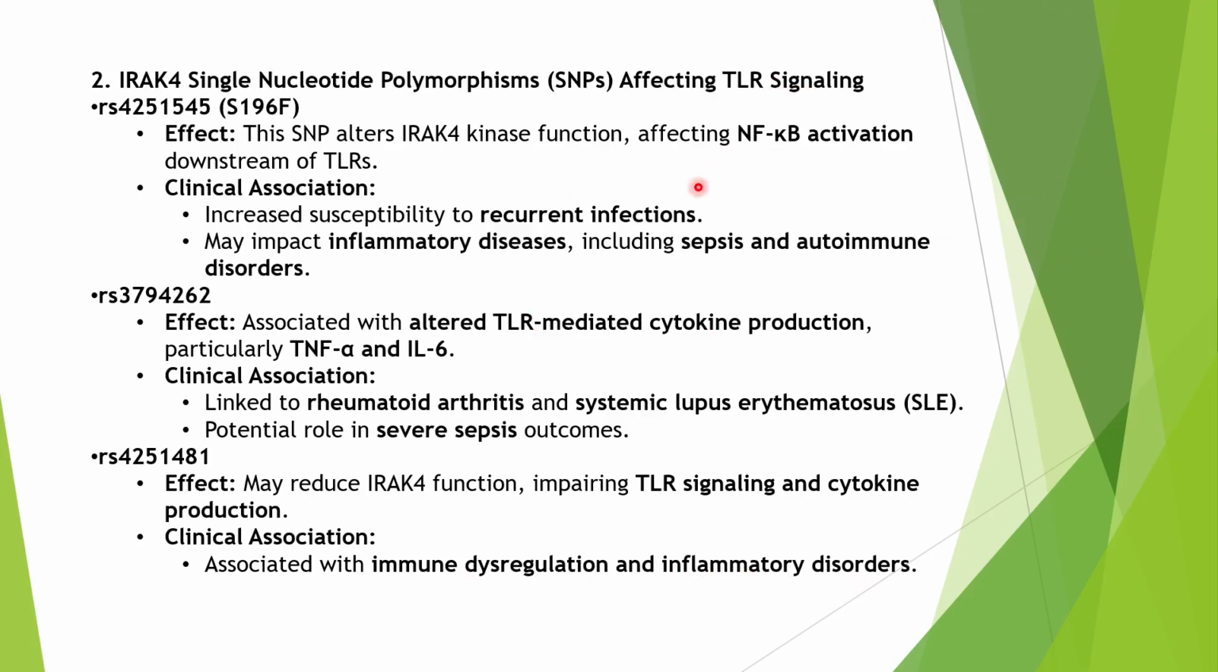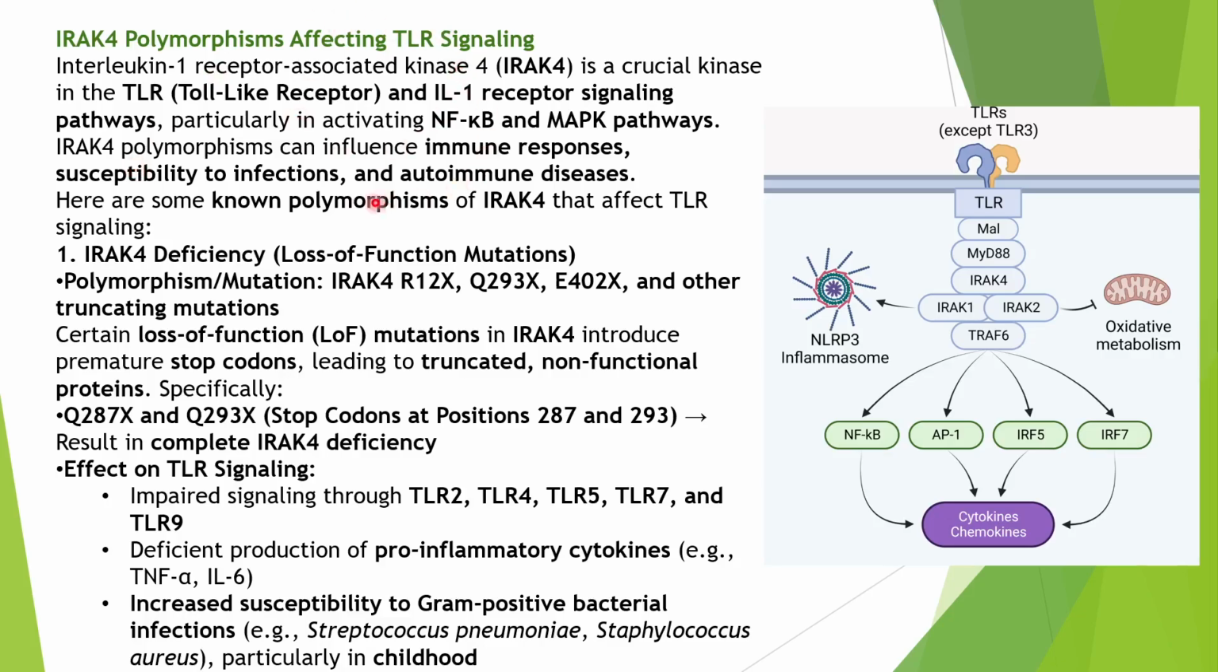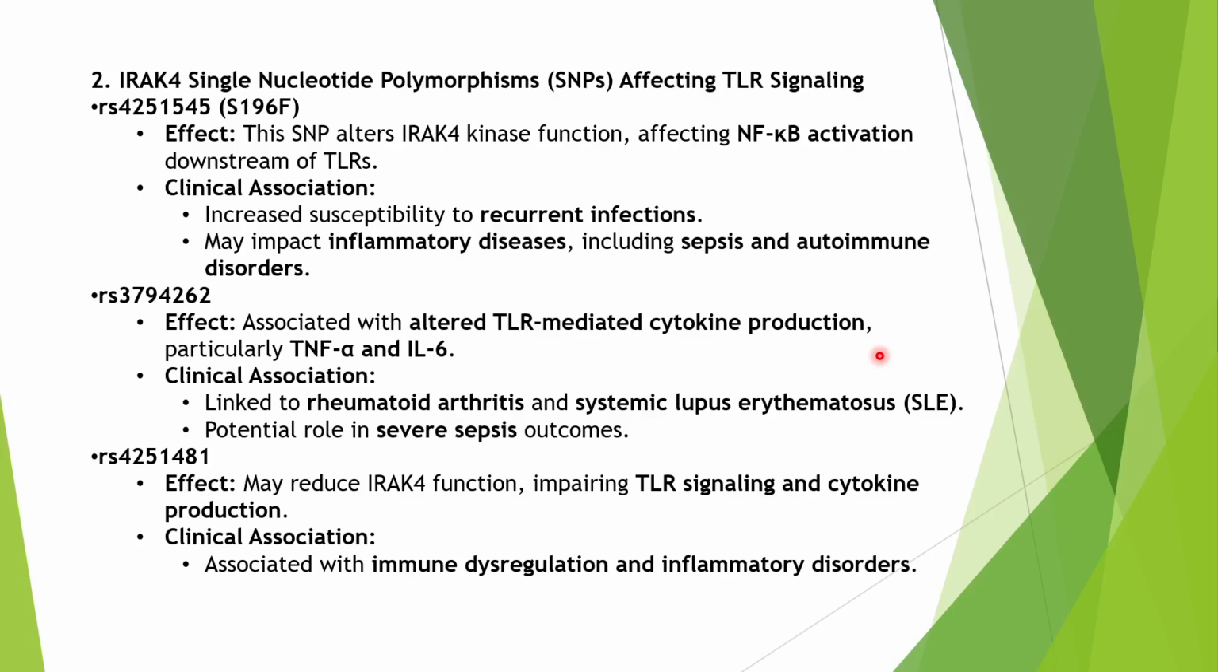Eventually, whatever it is, it decreases the efficiency of your immune response, so it attacks the pathogens less efficiently and leads to sepsis, that is increased infection, and autoimmune disorders may arise because your entire TLR signaling has been dysregulated. So IRAK4 is very important for TLR mediated signaling, and any loss of function mutation or single polymorphism will affect its downstream signaling.